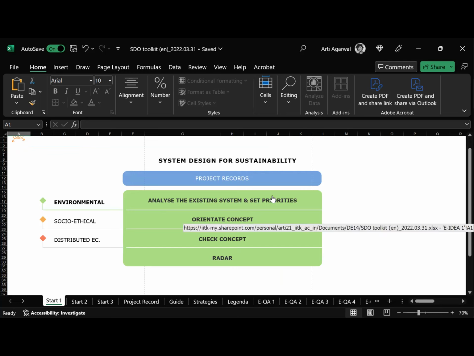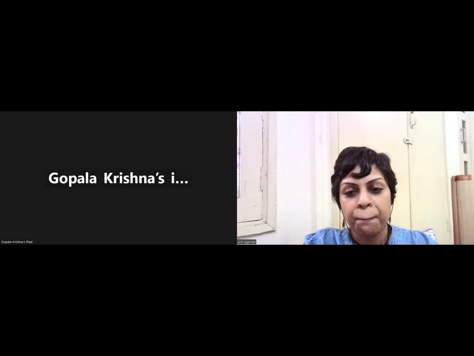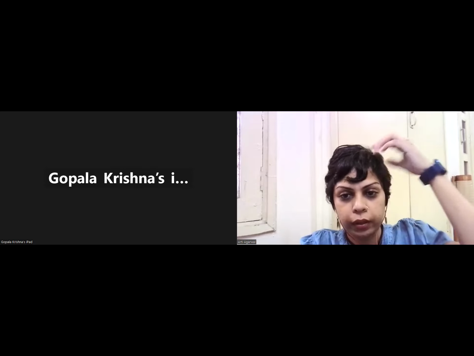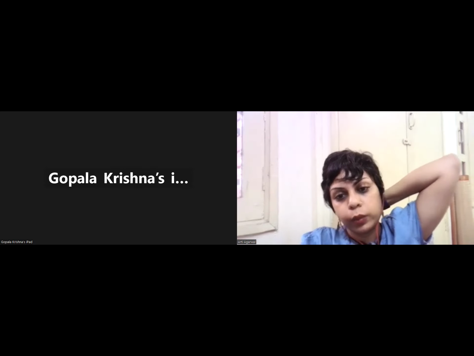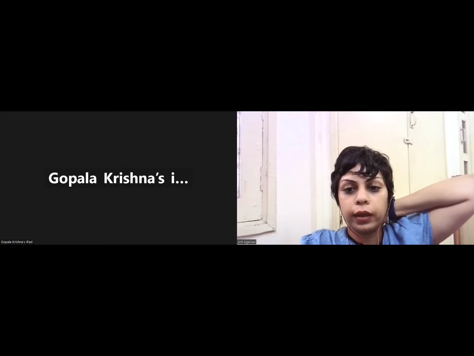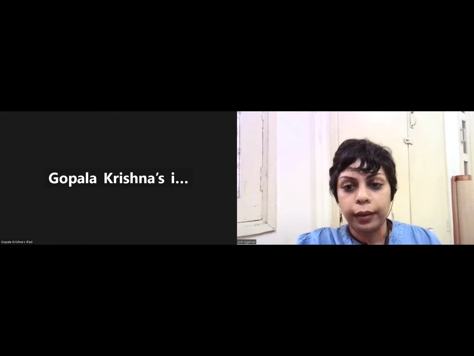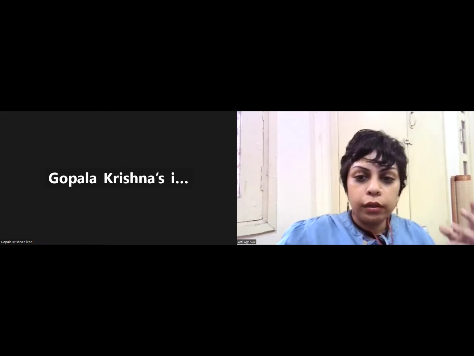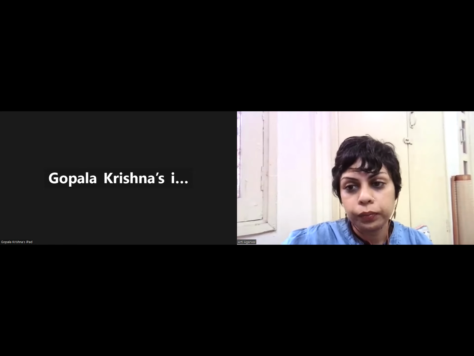You can create this SDO toolkit for every project, or even for one project if you want to study it from different perspectives. Like, you've entered one set of priorities in one file; you can create a different file with a different set of priorities and then see in the radar diagram how your design looks if you change your priorities. That's up to you.